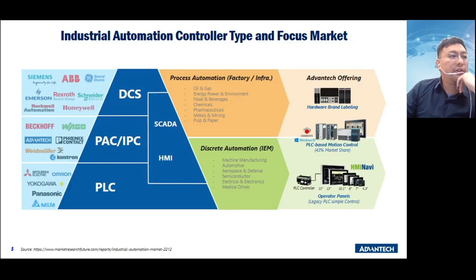So as we can see, automation controllers can be separated into three types: DCS, PAC, or we call it IPC, and PLC. For these three, there are some players that you may already have heard of or be familiar with. And these three types of controllers combine with SCADA and HMI to build almost all automation structures, which we simply split into two kinds of scope.